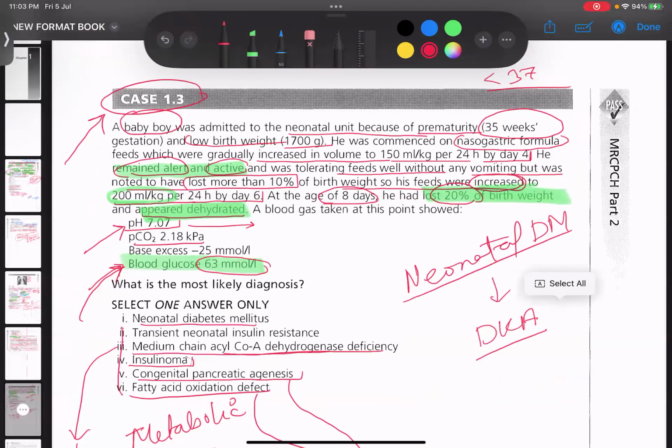Yes, ma'am, because of acidosis. Severe acidosis, there is weight loss. Along with that, blood glucose is extremely high. So yes, this could be a case of neonatal diabetes mellitus presenting to us with DKA.